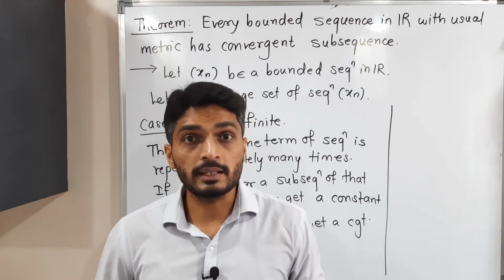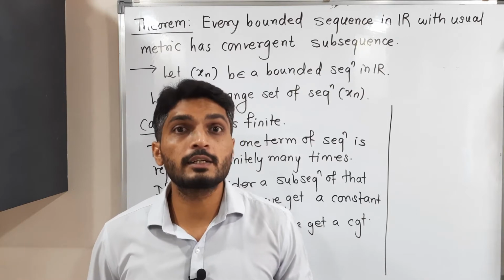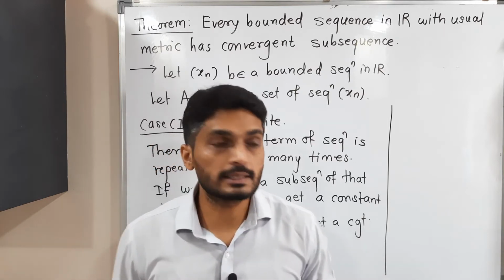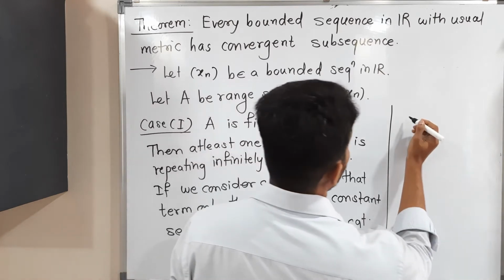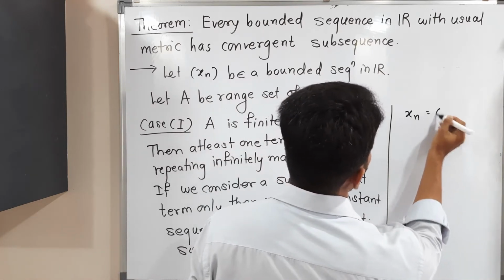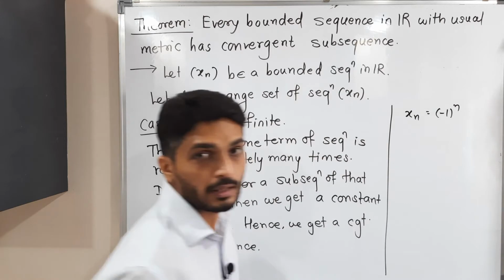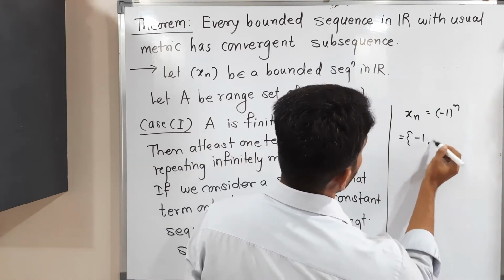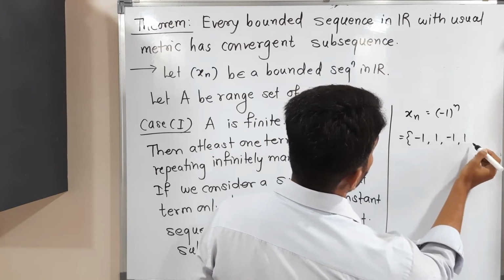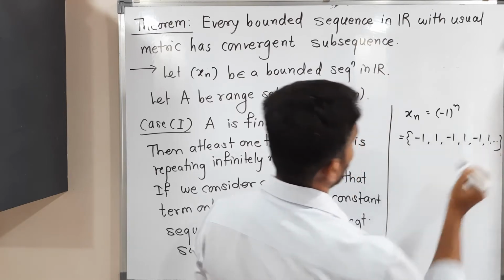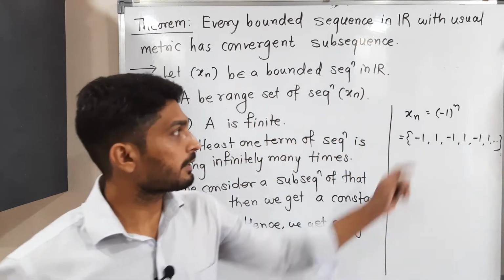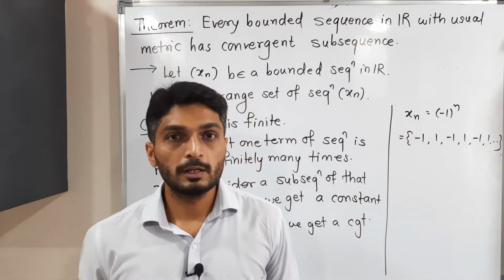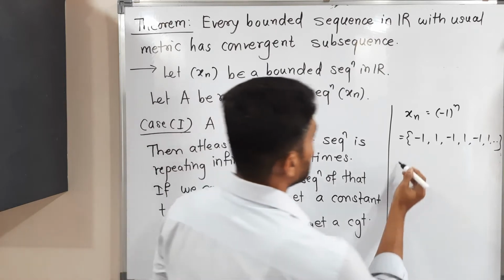And I am considering, let capital A be the range set of the sequence. So maybe you are thinking, what is a range set? Let us see one example. If I consider a sequence xn equal to (-1)^n, then the terms of that sequence will be -1, 1, -1, 1, -1, 1 and so on. Getting the point? If I put n equal to 1, 2, 3, 4 and so on, we will have all these terms.